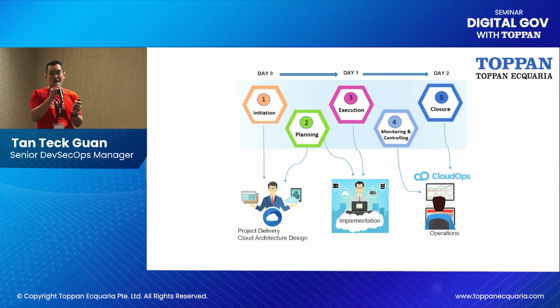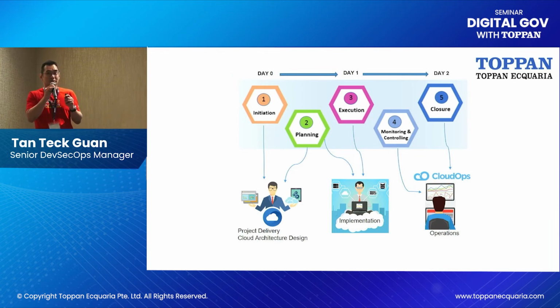So for Toppan Ecquaria, maybe for project delivery from day 0 to day 2. So day 0 is the initial stage, and day 1 is the execution stage. Day 2 is the so-called operation stage. So from initialization, our project delivery team, experienced Scrum Master like Kale, can help you plan your project. So our experienced cloud architects, they are not here today, maybe 1 or 2. So their experience, I think they really help some of our customers here doing some of the cloud native design.